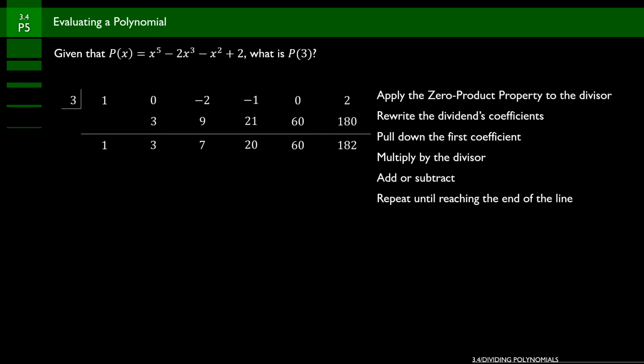So the solution to x to the fifth minus 2x cubed minus x squared plus 2, when we have p of 3, is x to the fourth plus 3x cubed plus 7x squared plus 20x plus 60 with a remainder of 182 over x minus 3. Just remember that when we go along that bottom row underneath the bar, the 182 represents the remainder, the 60 is going to be the constant, the 20 is the x term, the 7 is the x squared term, the 3 is the x cubed term, and the 1 is the x to the fourth term.